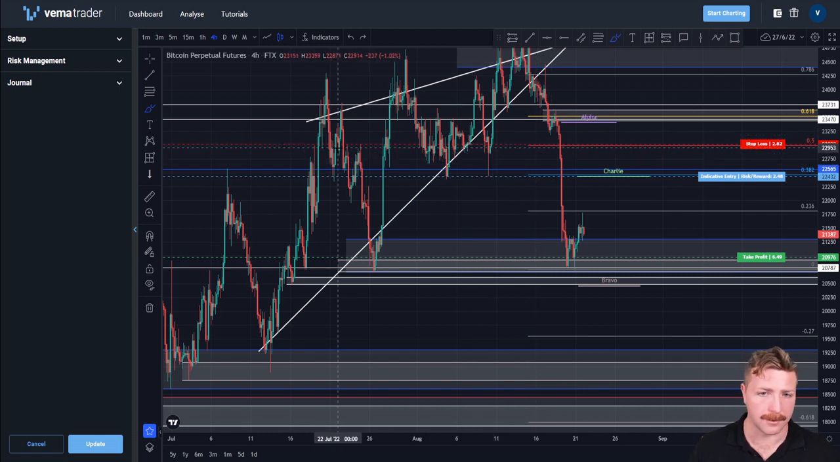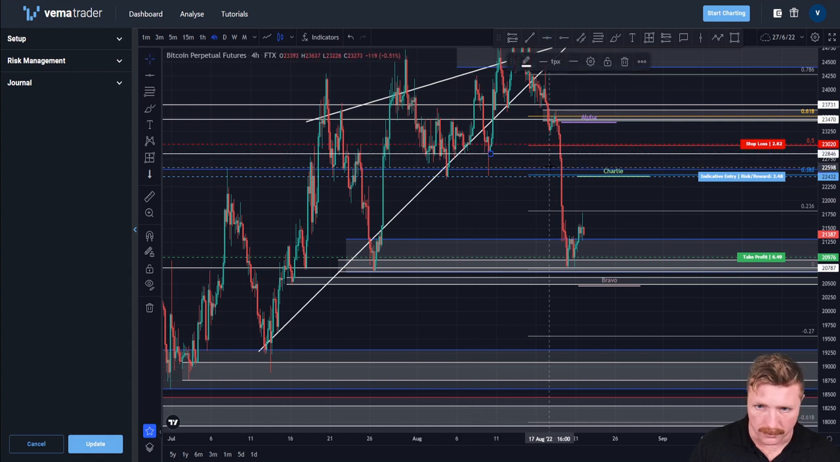But I like the 50 fib. It does look like there's a pretty solid EQ somewhere through there. So it's protected by that. It's protected by the daily EQ. Pretty good reasons to have a stop there.